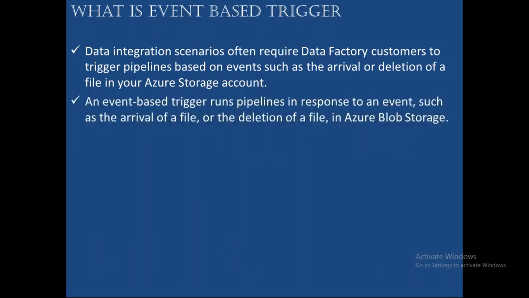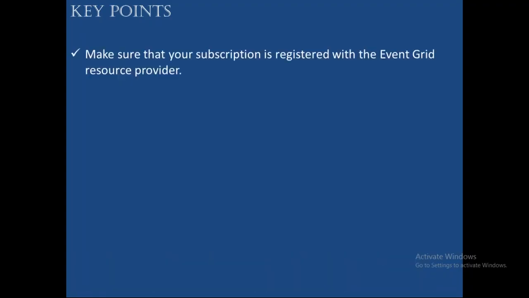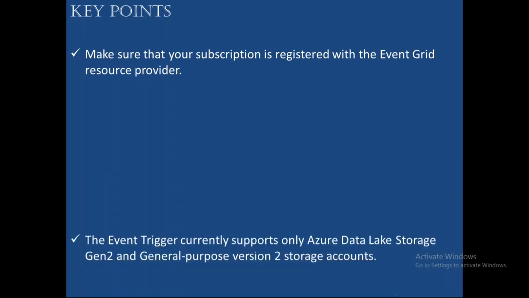Okay, next. An event-based trigger runs a pipeline in response to an event, such as the arrival of a file or the deletion of a file in Azure Blob Storage and Data Lake Storage Gen 2. Remember, in both cases it will work, not only for Azure Blob Storage. And as I mentioned, before you do any lab, what is important is to make sure your subscription is registered with the Event Grid resource provider, because this is the one responsible for all the back-end processing and automation. So that's why we need to register our subscription with Event Grid. We are going to do that.